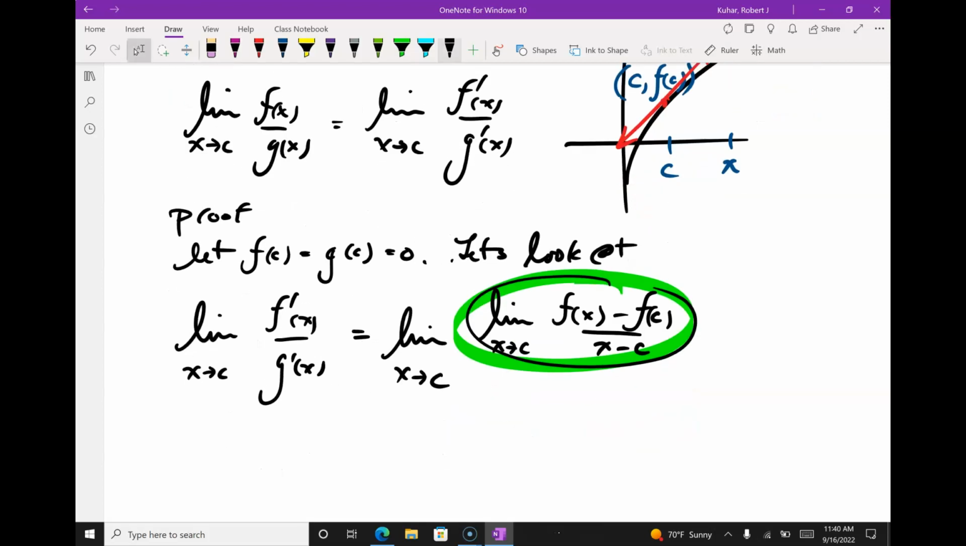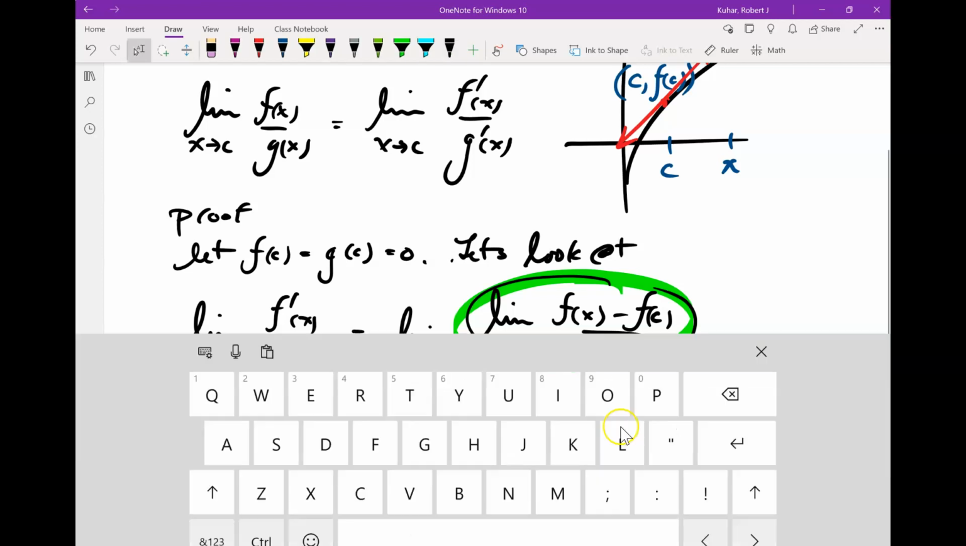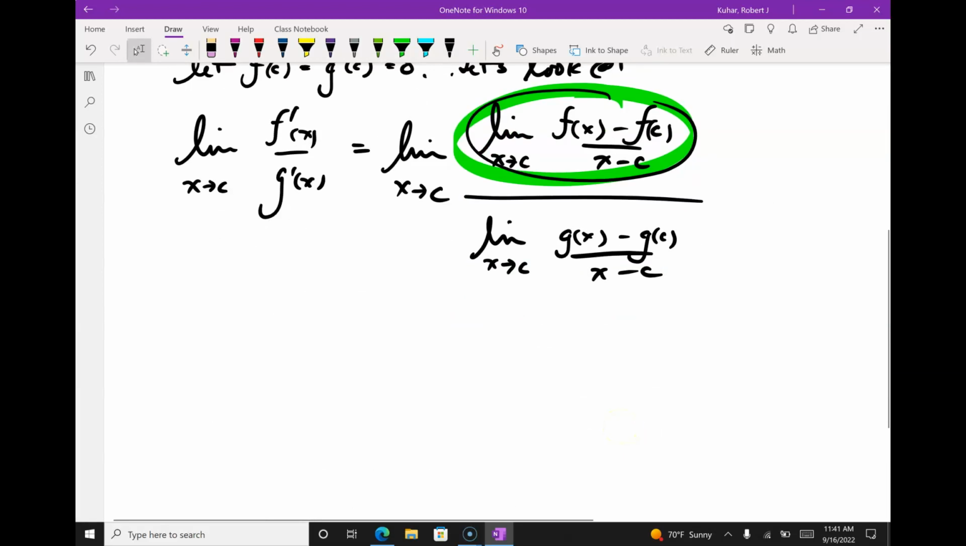Right? So I want the same thing downstairs with g. The limit as x goes to c of g of x minus g of c all over x minus c. We okay here so far? It's a little redundant. I'm saying I want x to go to c, and then I want x to go to c for this, and I want x to go to c for this. So I just need x to go to c. I've got this limit written 3 times, I only need it written once. We agreeing with everything so far?